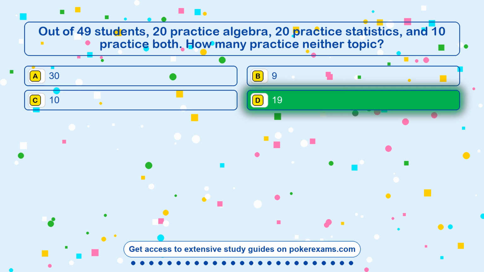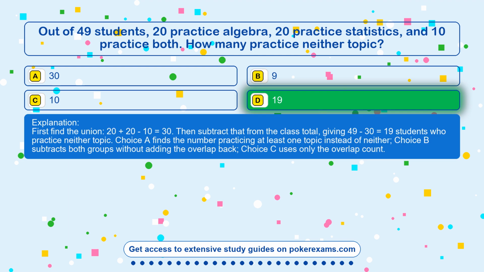The correct answer is option D, 19. First find the union: 20 plus 20 minus 10 equals 30. Then subtract that from the class total, giving 49 minus 30 equals 19 students who practice neither topic. Choice A finds the number practicing at least one topic instead of neither, choice B subtracts both groups without adding the overlap back, choice C uses only the overlap count.